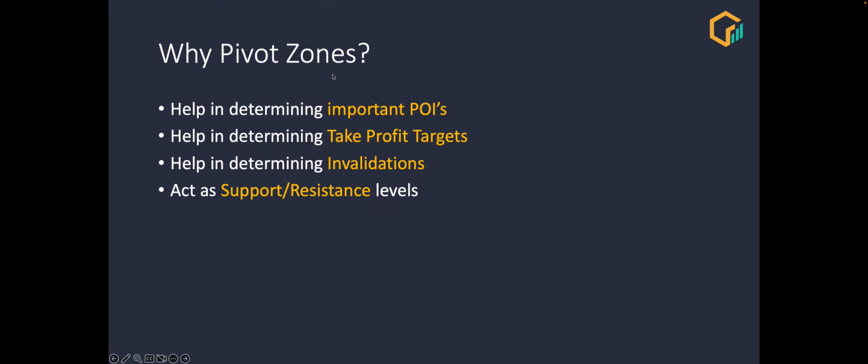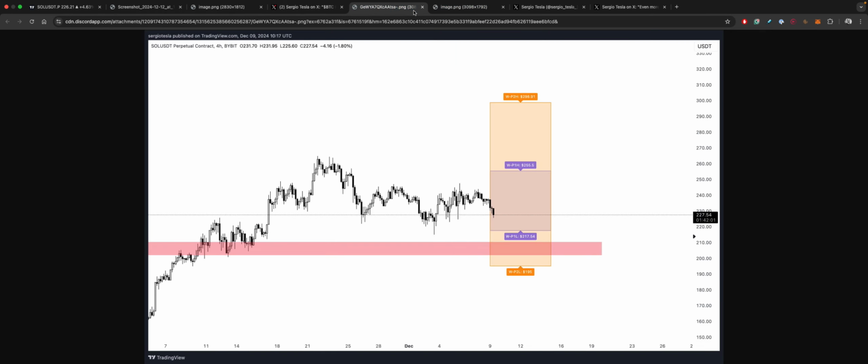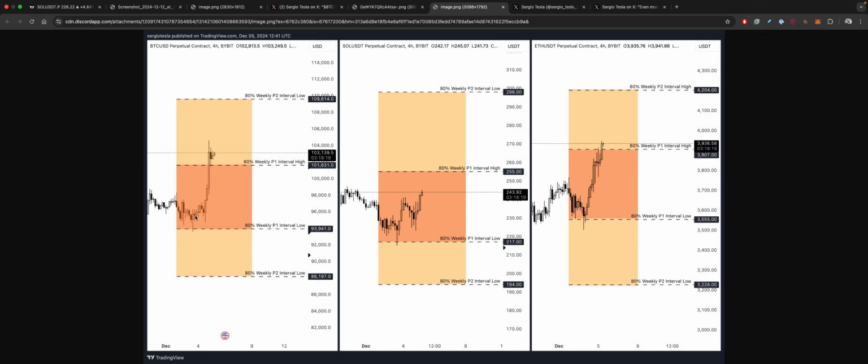Then support resistance levels. I would suggest doing some backtesting on it yourself, because don't take my word for it, just see it for yourself. But I did gather quite some examples. This is only like the last 1 or 2 weeks that I gathered. So this, for example, is the weekly. You can see this is Bitcoin, Solana, and Ethereum in the same week. Look at that. Bounce off the weekly P1 interval low, bounce off the weekly P1 interval low, bounce off the weekly P1 interval low. And this is actually something that happens quite a lot.